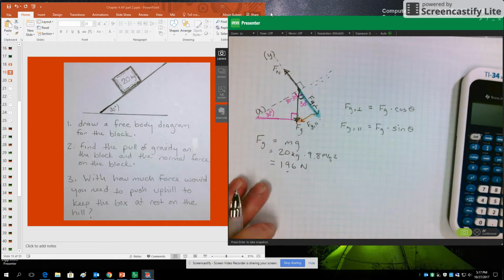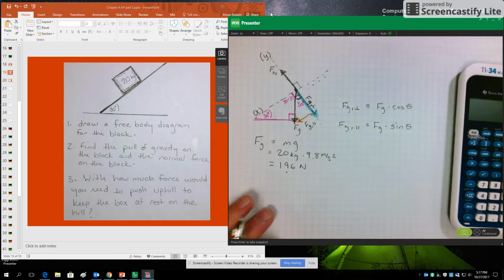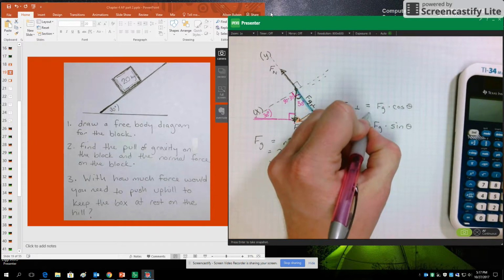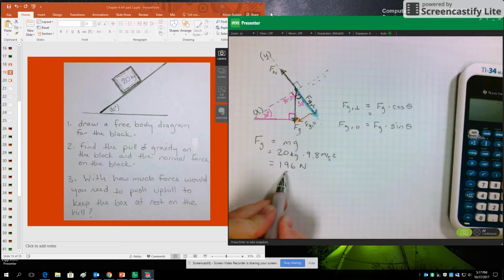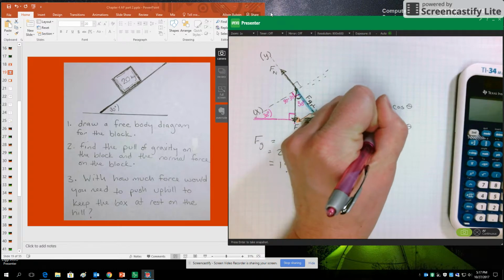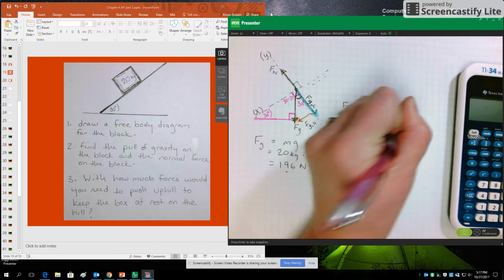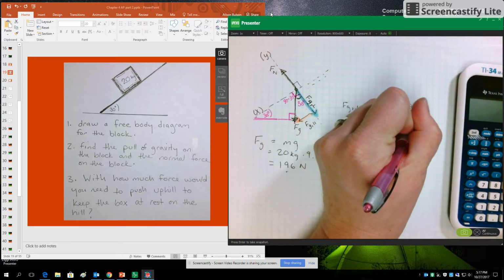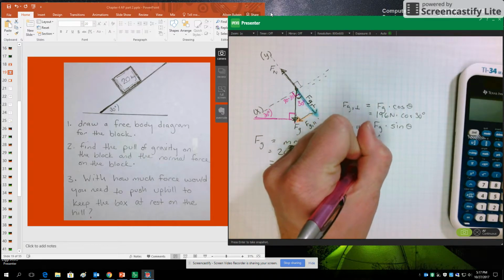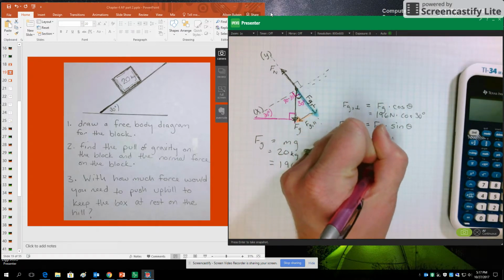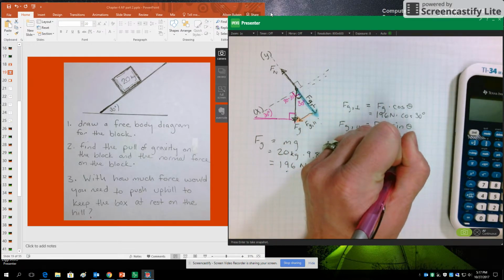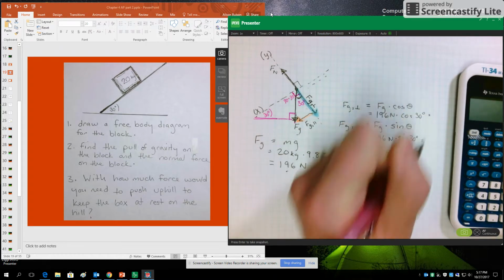And then I'll come back this direction. In any case, here we go. So we know that the pull of gravity in total is 196 newtons. And our angle here is 30 degrees. 196 sine of 30.